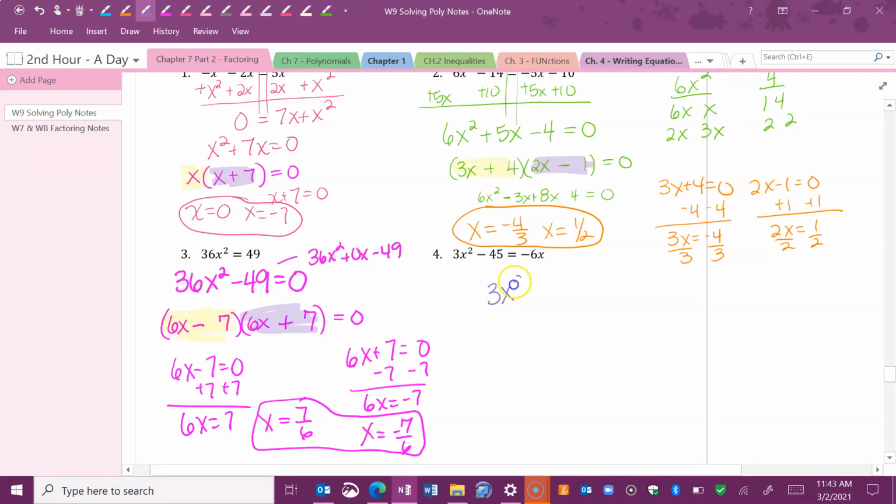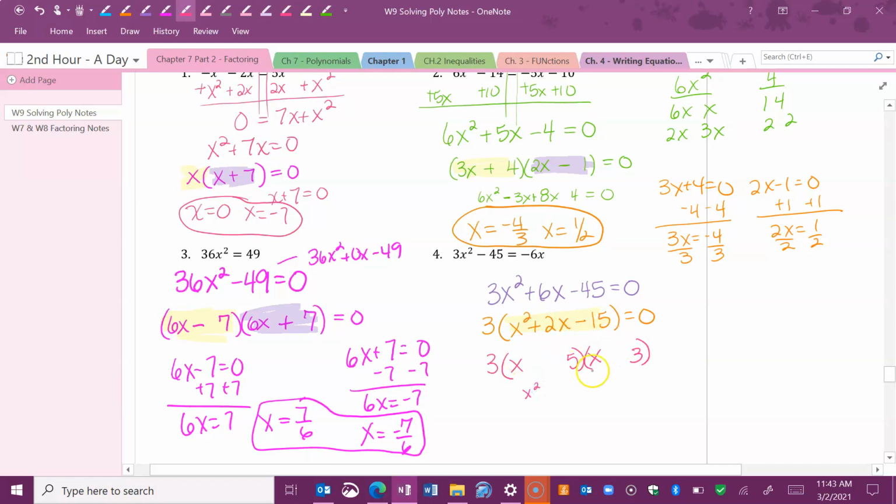Last one, I'm going to move this 6x over, so it becomes a positive 6x. I need to ask myself if I have a greatest common factor. They don't all have an x, but they do all are divisible by 3. So I'm going to divide them all by 3. Okay, and then I'm going to try and factor what's inside there. I know I need an x and an x, and 15 is 5 and 3 or 1 and 15. So I'm going to go ahead and try 5 and 3.